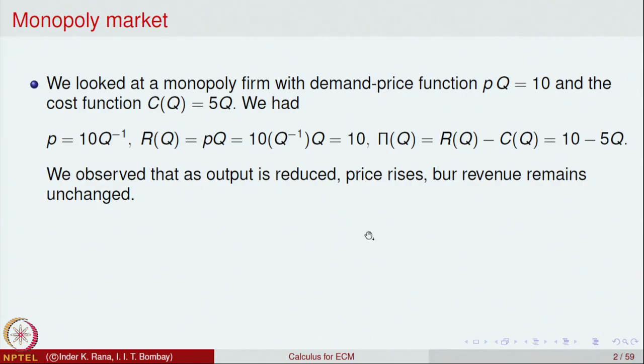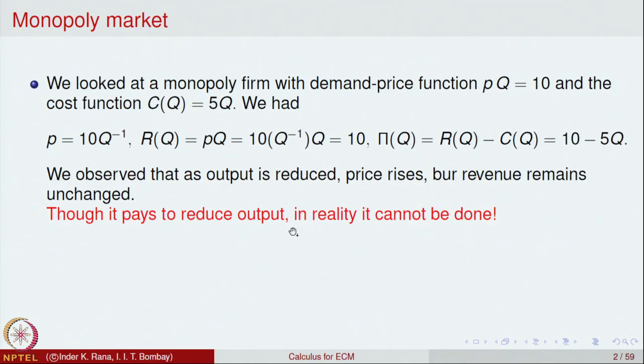We observed that when the output is reduced, the price rises, but the revenue remains unchanged. Because the price is 1 over q, if output is reduced, the price will go up, but the revenue remains constant. So, now it pays to reduce output.